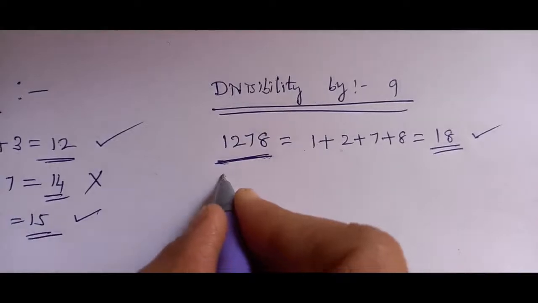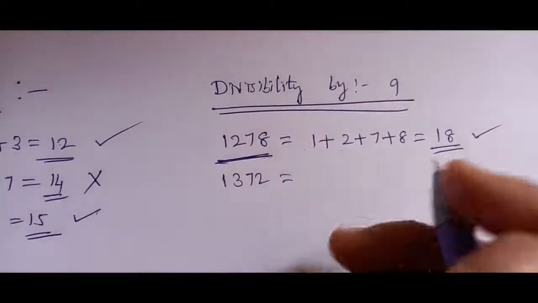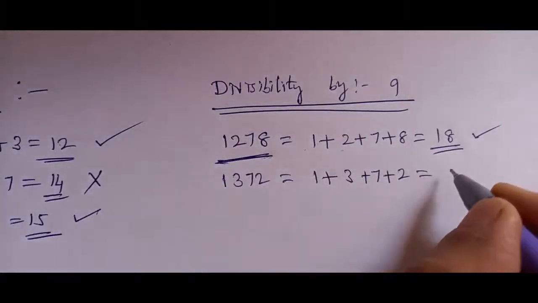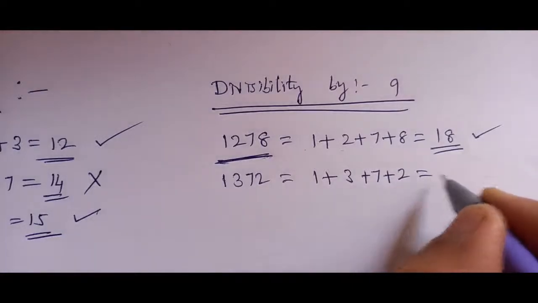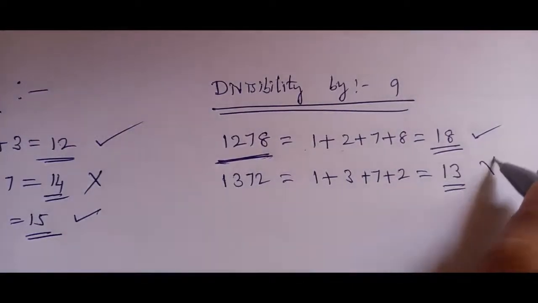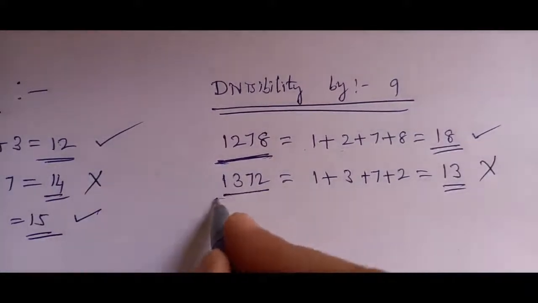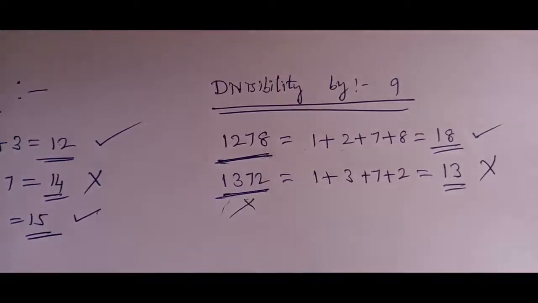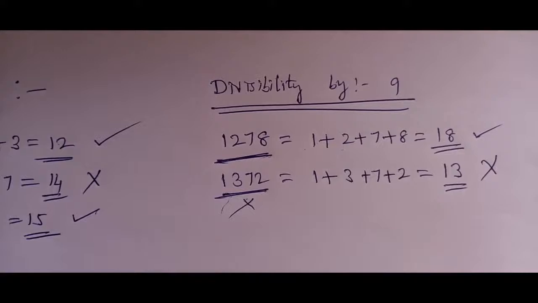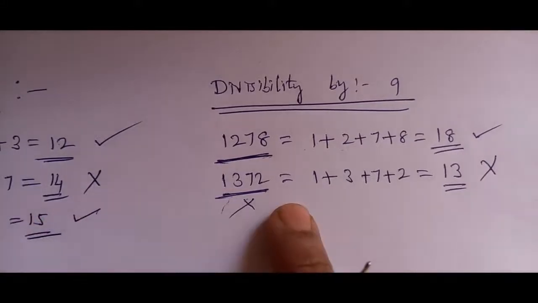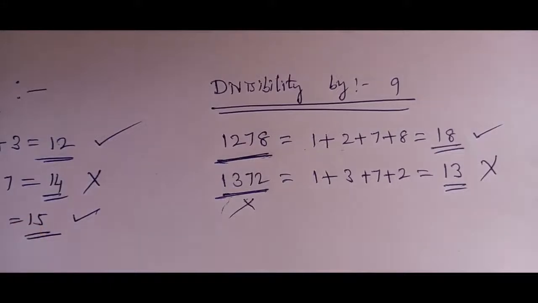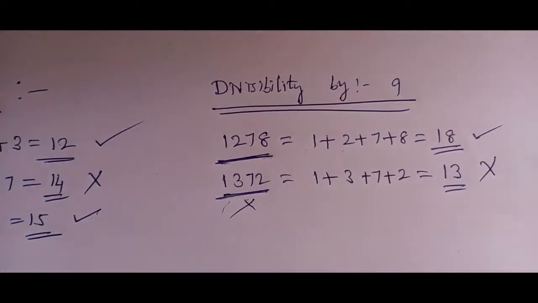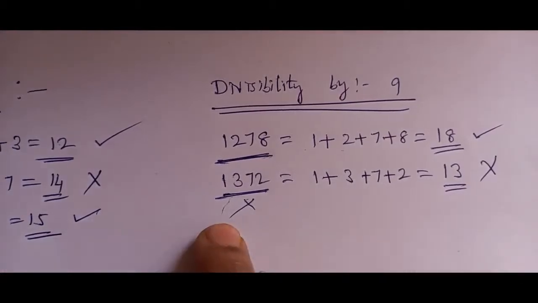Let's take one more example. 1372. So need to check with sum of digits. 1 plus 3 plus 7 plus 2 is equal to 4 plus 7, 11 plus 2, 13. 13 is not divisible by 9. So 1372 is also not divisible by 9. So the rule is same for 3 and 9. We need to check sum of digits. If sum of digits is divisible by 3, then that number is divisible by 3. Similarly, if the sum of the digits is divisible by 9, then that number is divisible by 9.